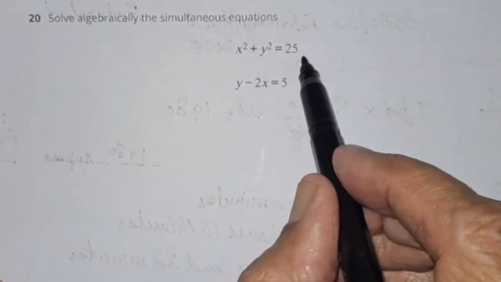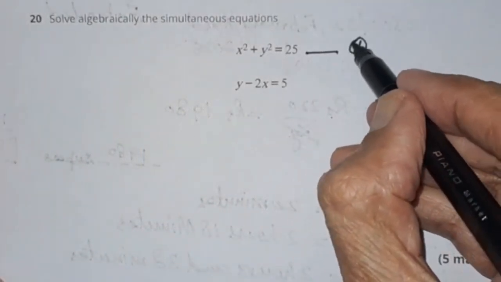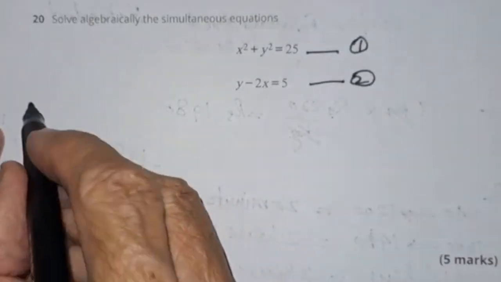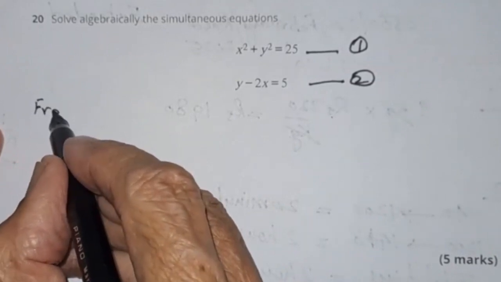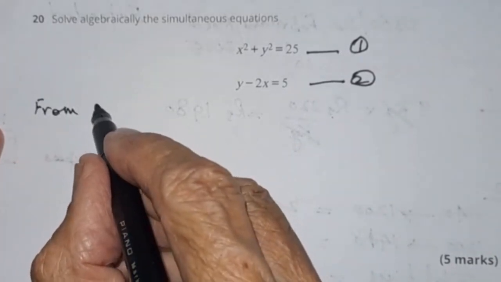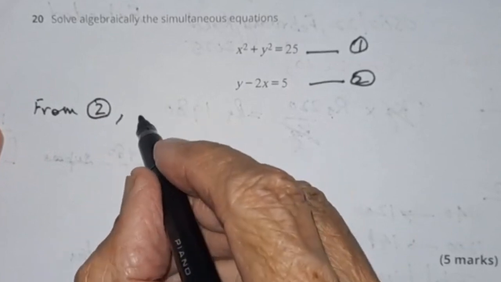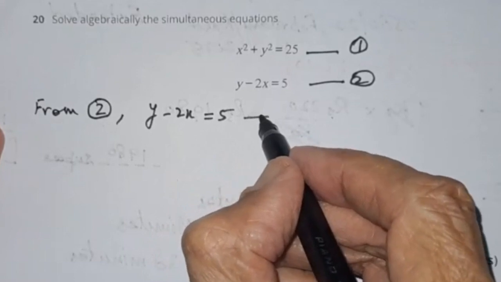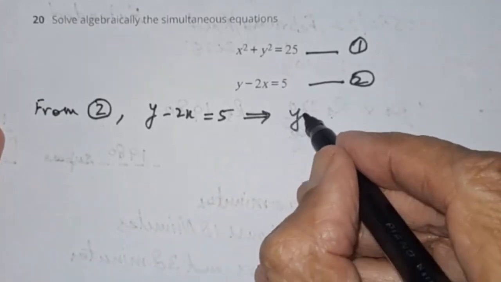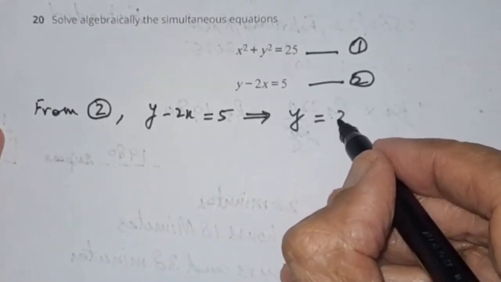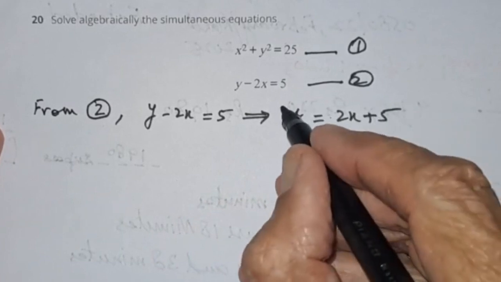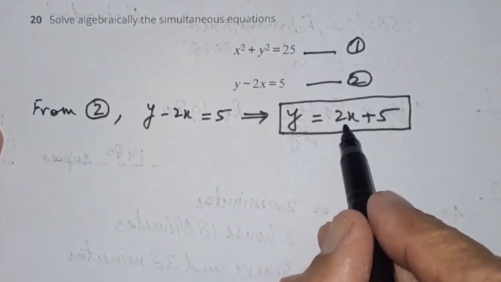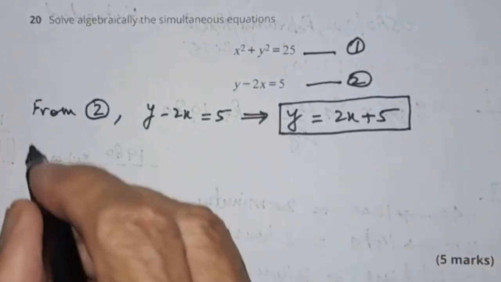x square plus y square equal to 25. Let's say this is equation 1, and y minus 2x is equal to 5, equation 2. So from 2, y minus 2x equal to 5 means y is equal to 2x plus 5. We substitute this value of y in equation 1.